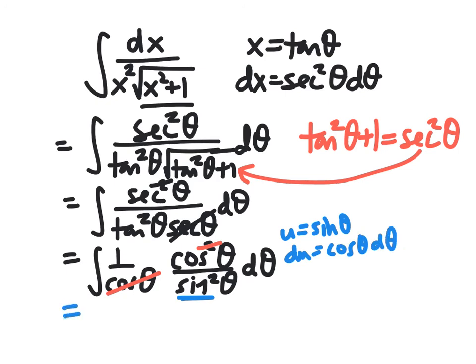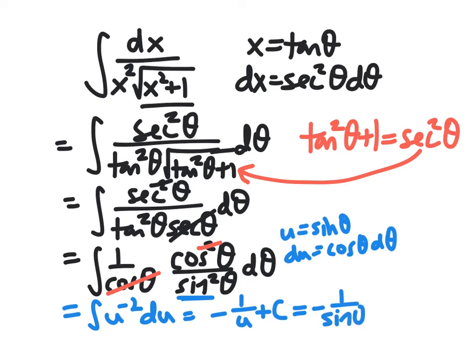So now we get 1 over u, or u to the minus 2, 1 over u squared, du. And so you end up with negative u to the minus 1, or negative 1 over u plus c. But what was u? It was sine theta. So negative 1 over sine theta, or cosecant theta, plus c.